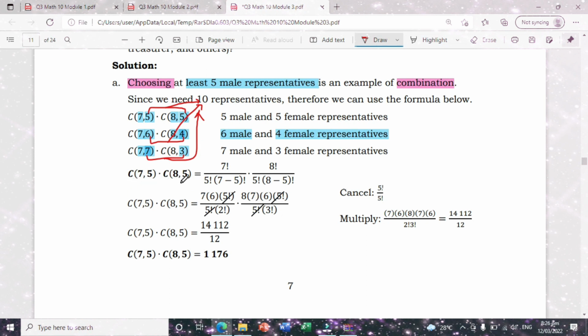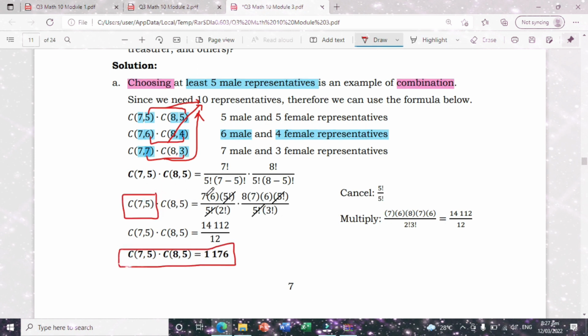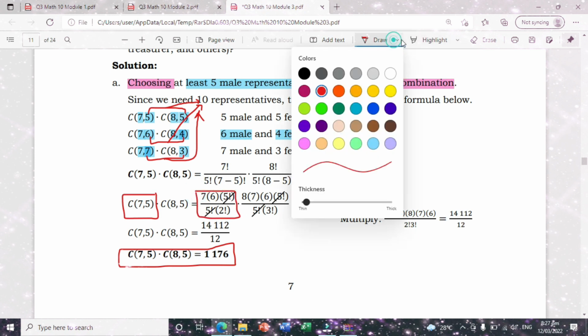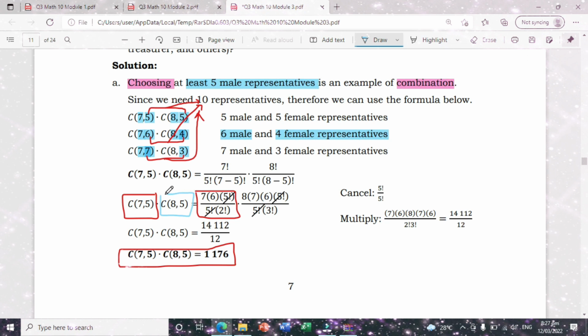C75 times C85. Yan, 1176. Yan, ito. Paki-review na lang. Itong C75, ito yan. While ito namang C85, ito yan. Yan. So, magmumultiply na lang tayo diyan. Okay?